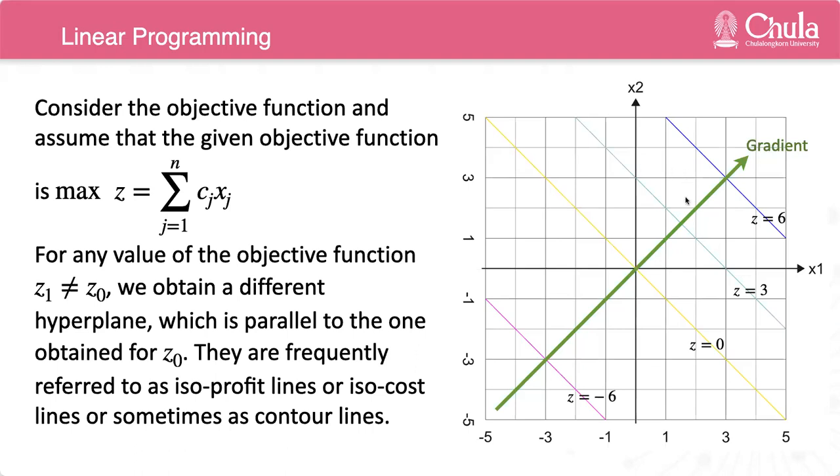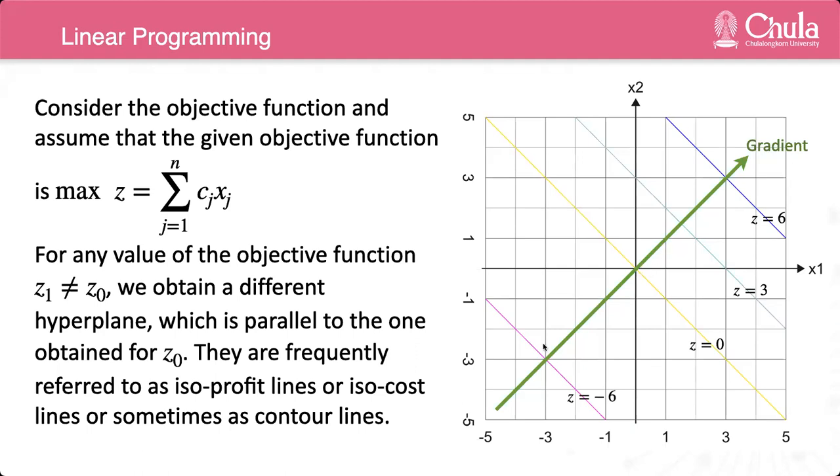Okay. So we call this line an isoprofit line. Imagine that our objective function is profit. All the coordinates here lie on the same line and have the same profit. Okay. Or you can call it a contour line. Okay, the same.